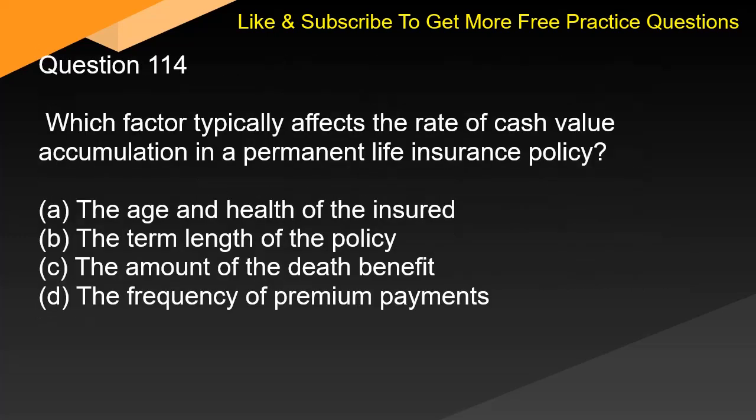Question 114. Which factor typically affects the rate of cash value accumulation in a permanent life insurance policy? A. The age and health of the insured. B. The term length of the policy. C. The amount of the death benefit. D. The frequency of premium payments.